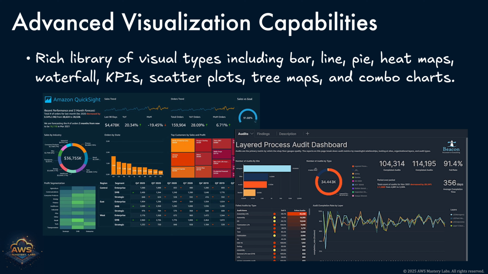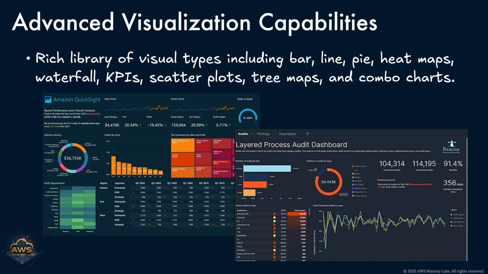Amazon QuickSight offers a robust set of advanced visualization capabilities that go far beyond simple charts and graphs. These features are designed to empower users at all levels, from business analysts to executives, with rich, interactive, and insightful dashboards. To begin with, QuickSight provides a diverse library of visual types. Whether you're working with categorical, temporal, or geospatial data, you'll find a visualization that fits your needs. From standard bar and line charts to more specialized visuals like waterfall charts, KPIs, scatter plots, combo charts, and tree maps, QuickSight gives you the flexibility to present data in a format that best tells your story.